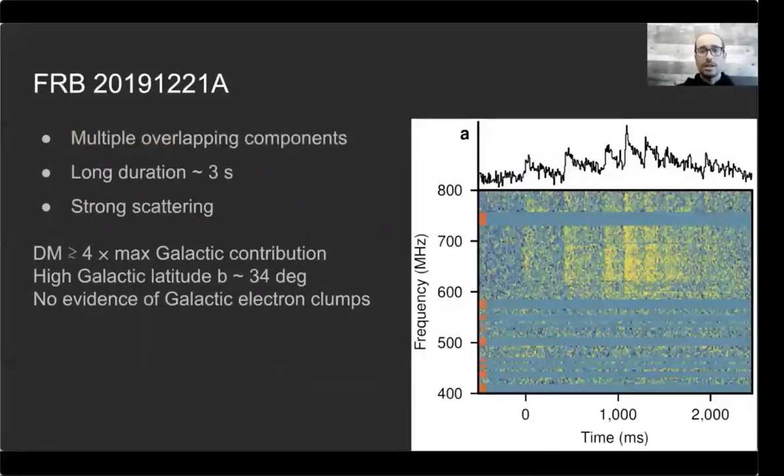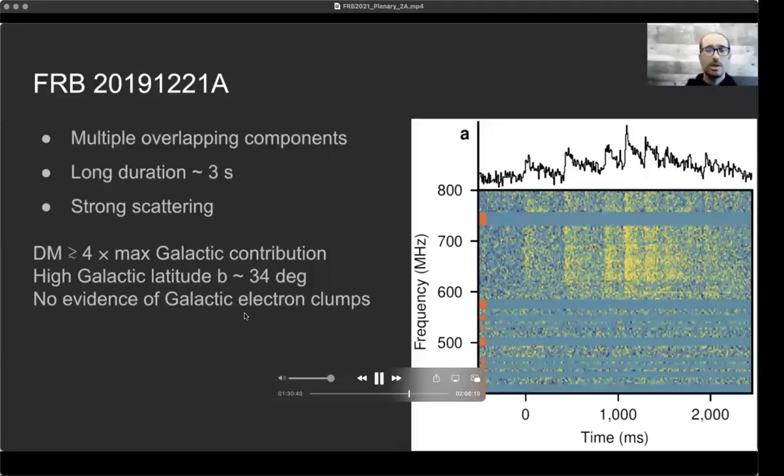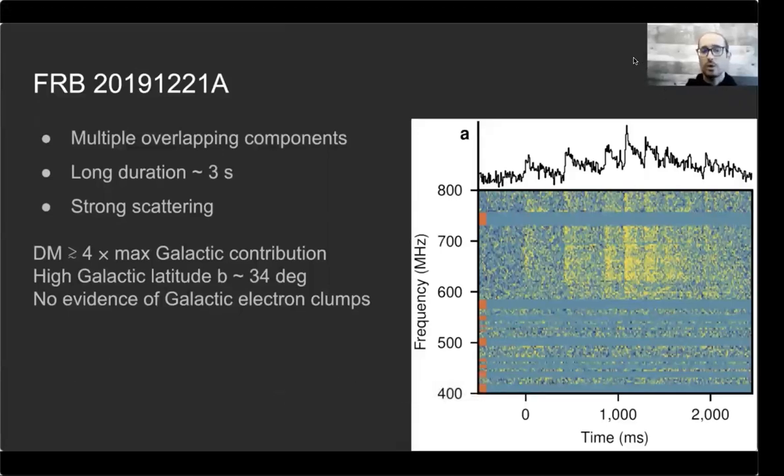This is certainly the case for FRB 2019-12-21. This fast radio burst is unique in that it's very long. Its total duration is more than 3 seconds, as you can see on the right plot, where the pulse profile is represented on top, and on the bottom its waterfall. It's also formed by a large number of components which overlap due to a strong scattering that the source experienced.